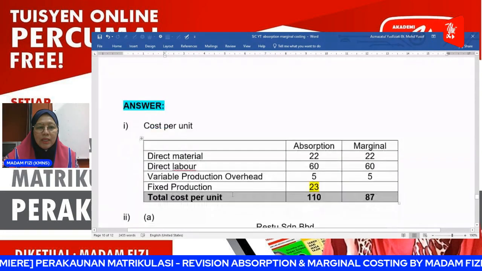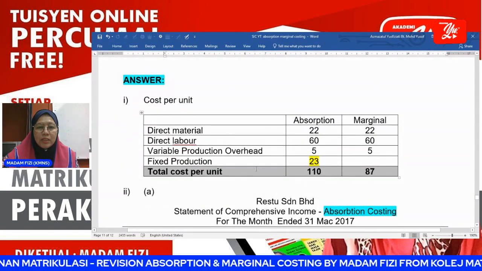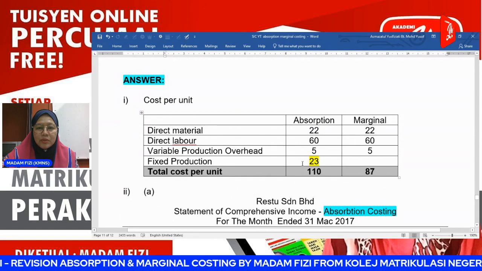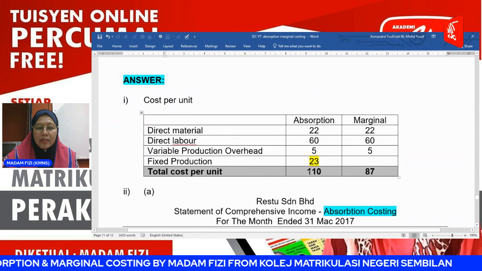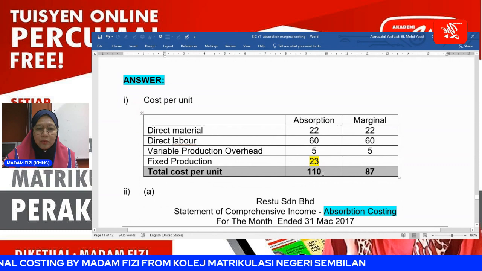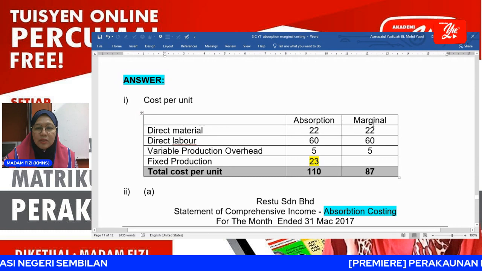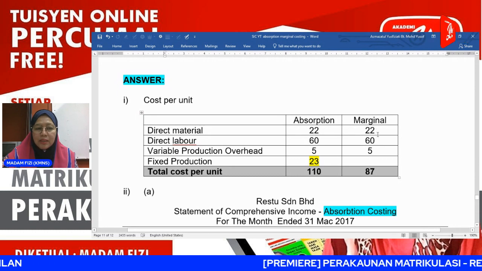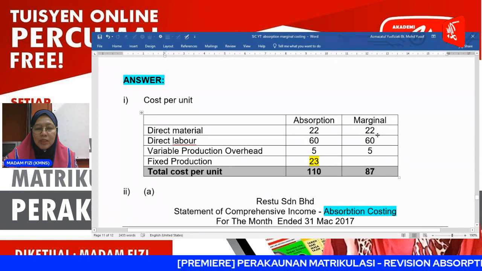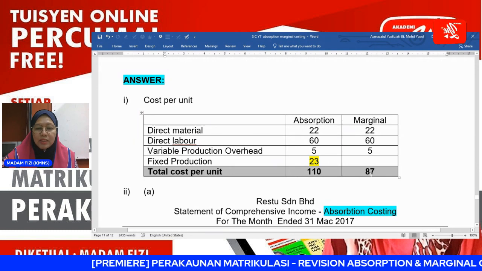Okay, first of all, we calculate the cost per unit. The cost per unit for absorption costing equals RM110, where we include the fixed production overhead, that is the RM23. And for marginal costing, only direct material, direct labor and variable production overhead. So the total is RM87.